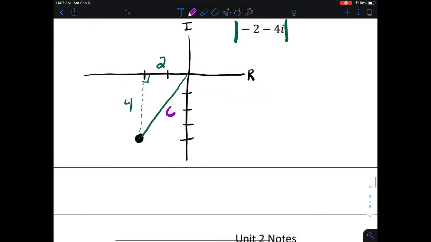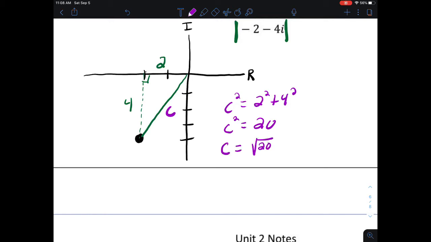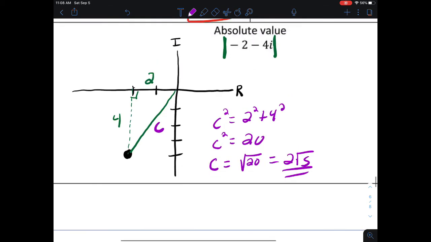So c squared is going to equal 2 squared plus 4 squared. So c squared is going to equal 20. Take the square root of both sides and simplify. So c would equal the square root of 20, which is equal to 2 roots of 5. 2 roots of 5 is what the absolute value of that complex number is.